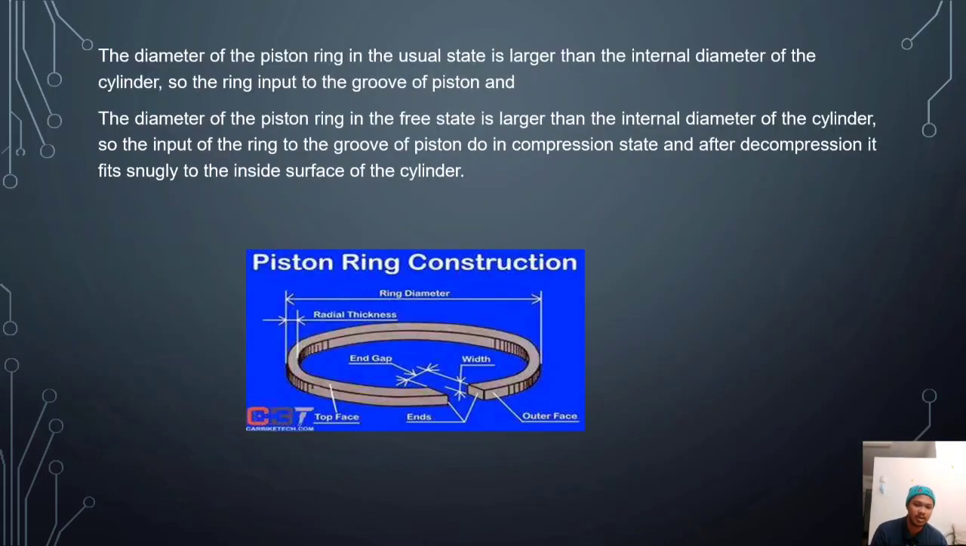The diameter of the piston ring in the free state is larger than the internal diameter of the cylinder. So the ring is inserted into the groove of the piston in a compressed state, and after decompression it fits snugly to the inside surface of the cylinder. So here is the diagram of the piston ring.